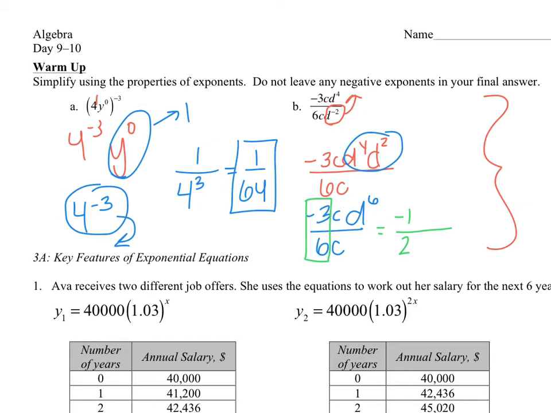Okay. The other thing I'm dividing is those c's. So remember, when you divide, you subtract. 1 minus 1, 0. So those are canceled out. And then my d, well, I should write that in blue. D to the 6. Boom. There's my final answer.